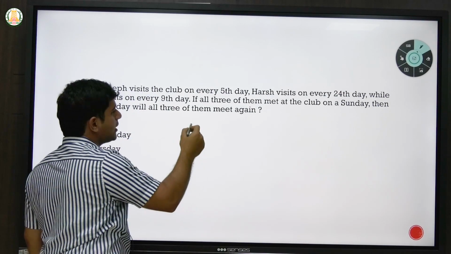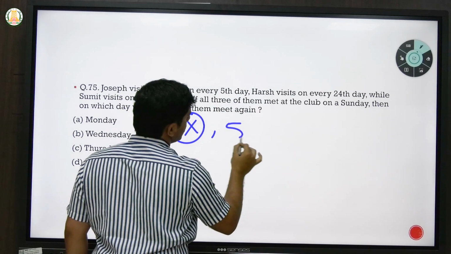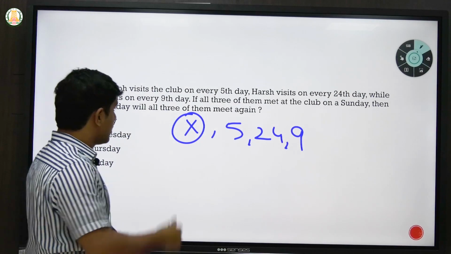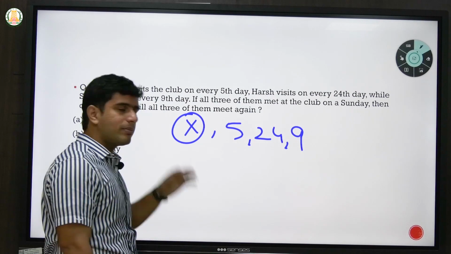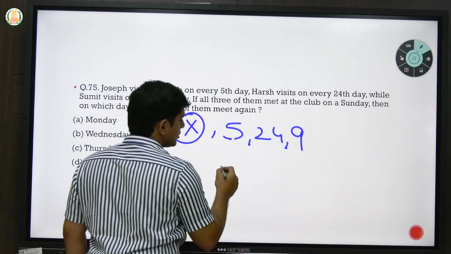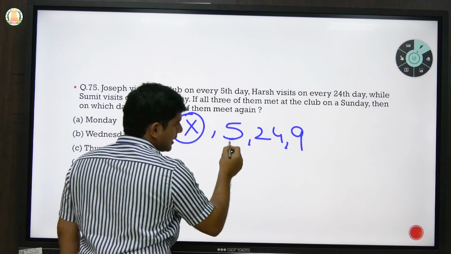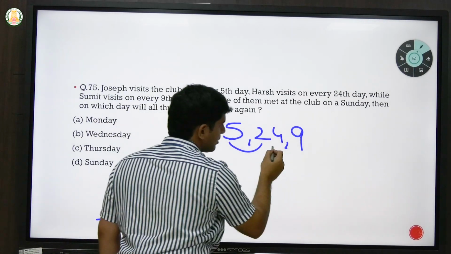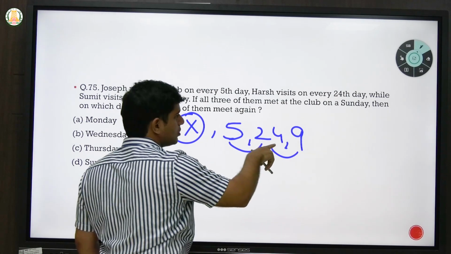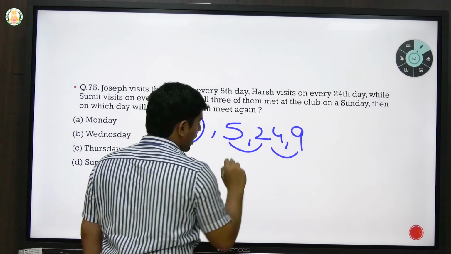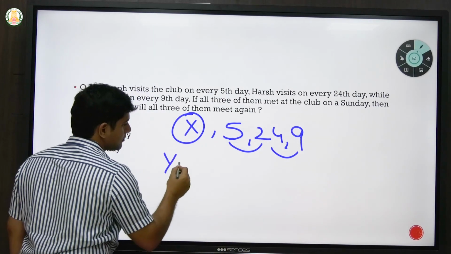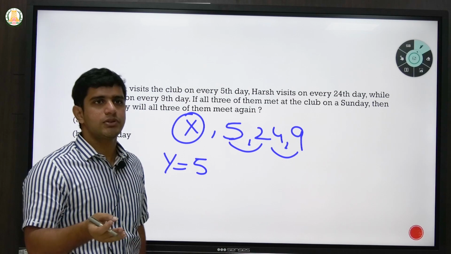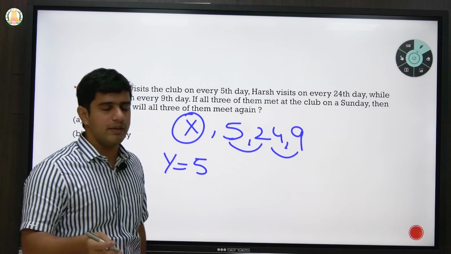So basically, what is that multiple of 5, 24 and 9 on which they all will meet on one day? This is something called the LCM, the least common multiple. So how do you find it? Let's see if there is any common factor between 5 and 24. There is none. But is there any common factor between 24 and 9? Yes, there is 3. So how do you write it? You have to represent all these numbers first in prime factors. What are the prime numbers? 2, 3, 5, 7, like that.